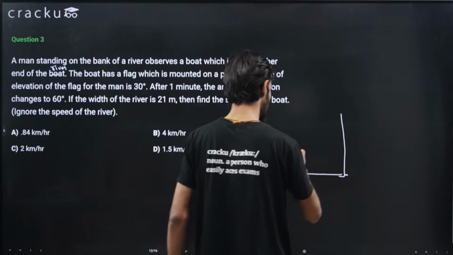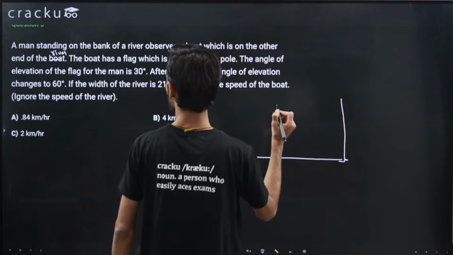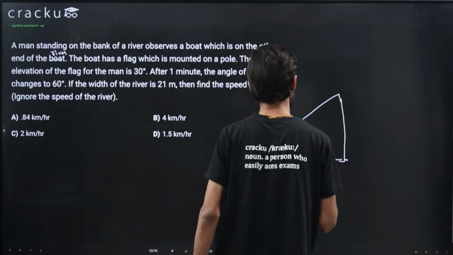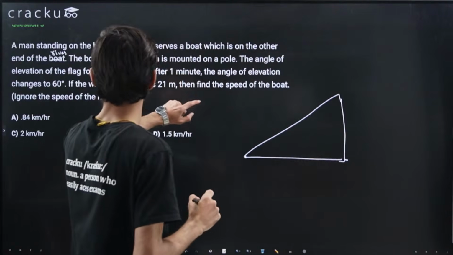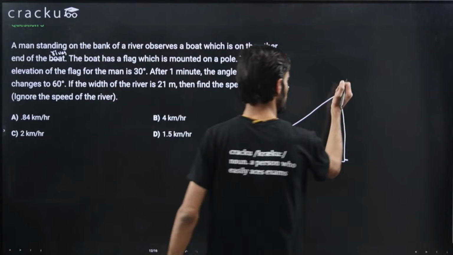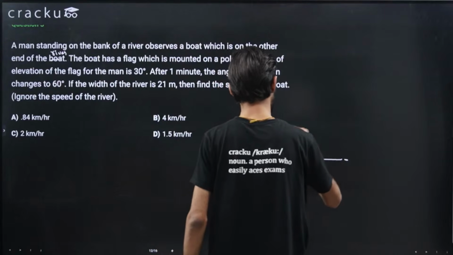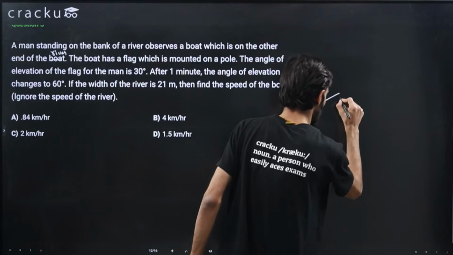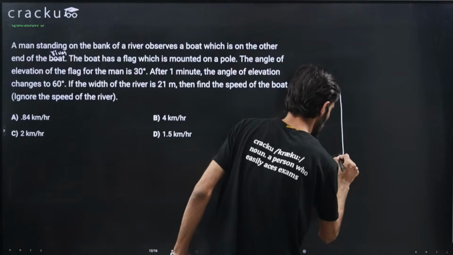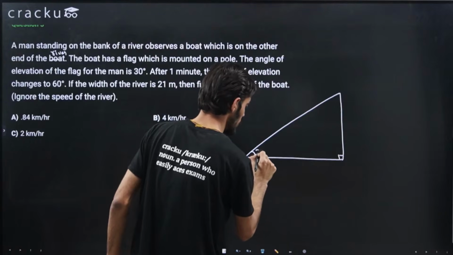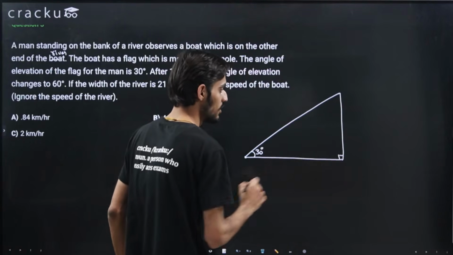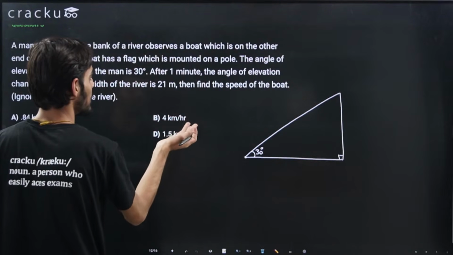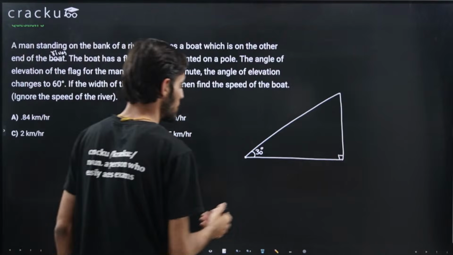And the man observes that the angle of elevation for this is 30 degrees. So this angle of elevation is given to us to be 30 degrees. Of course, this other angle will be 60 degrees. In the second case, after 1 minute, the angle of elevation changes to 60 degrees.